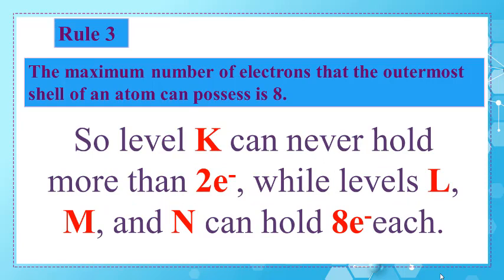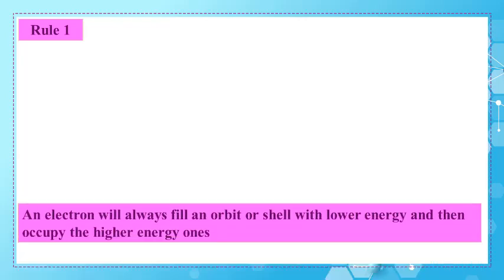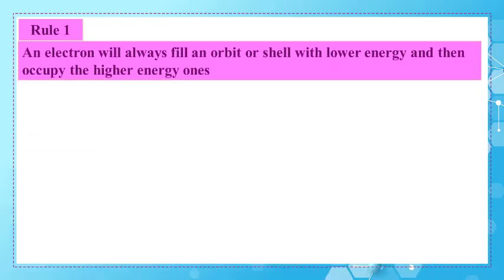So, level K can never hold more than 2 electrons, while levels L, M, and N can hold 8 electrons each. So as a summary, when writing the electron configuration, you must always obey the three mentioned rules. Rule 1. An electron will always fill an orbit or shell with lower energy and then occupy the higher energy ones.